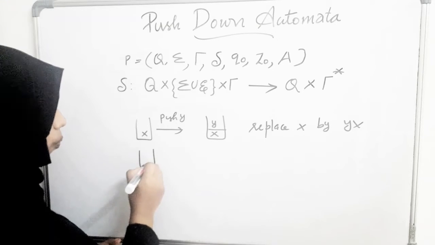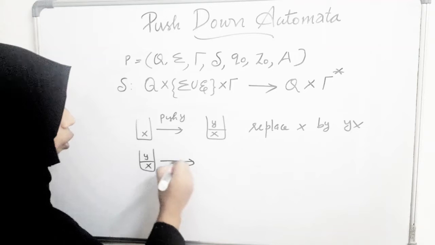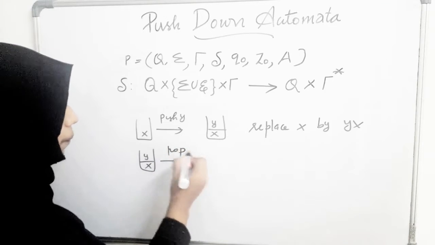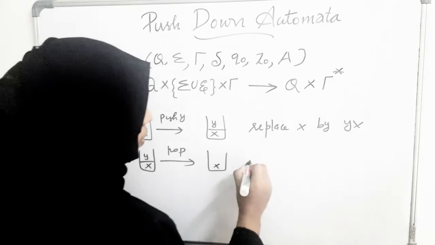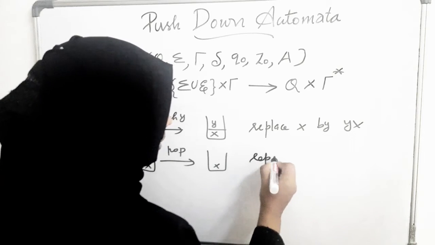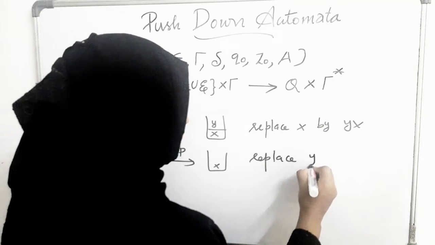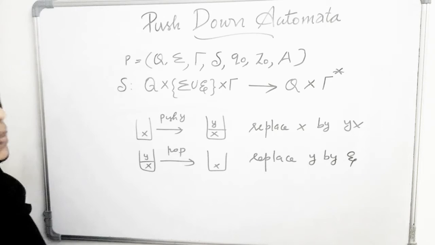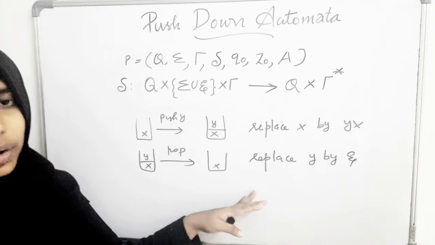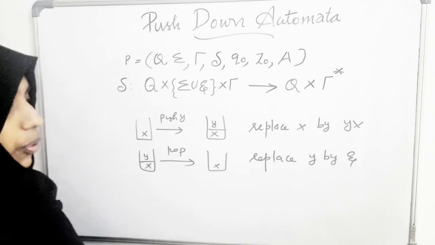Or if it is a pop operation, like the stack Y X, and we are popping Y, then you know it would simply be X, isn't it? In PDA terminology, we write it as replace Y by epsilon. That is, Y has been replaced by epsilon. This is how we denote it in the PDA terminology. I am explaining it in the beginning so that the examples will be easier for you to understand.